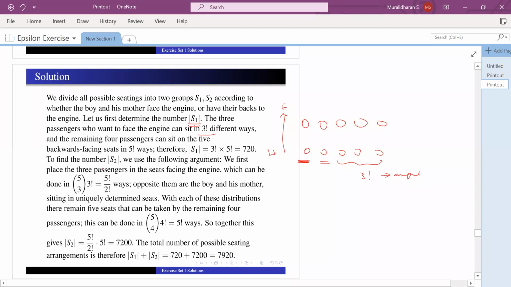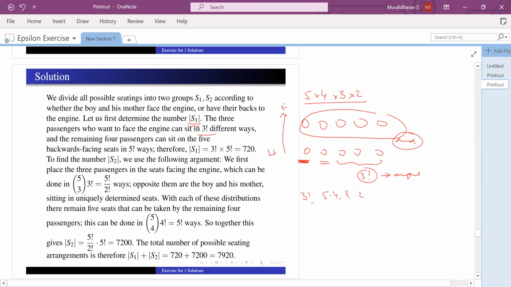And the remaining 4 passengers can sit in how many ways? The first one can sit in any of the 5 ways, second one in any of the 4 ways, third one in 3 ways, fourth one in 2 ways, which is same as 5 into 4 into 3 into 2. So with any of these, that is factorial 3 into 5 into 4 into 3 into 2, because this is AND. That's why you are multiplying. So this is the factorial arrangements for the mother and son, the other 3, and the remaining. So this will be the first one.